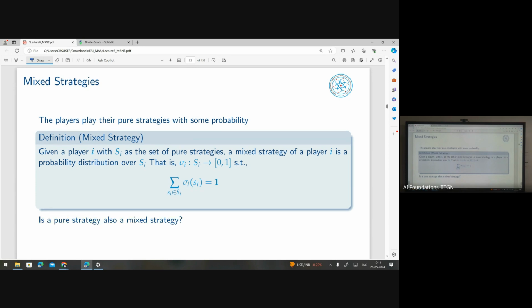And is a pure strategy also a mixed strategy? Looking at the definition, yes. Because we have a closed interval, sigma could take a value of 1. And if it has to sum to 1, then that means it can only play one of them. So a pure strategy is also a mixed strategy. It's also called a degenerate mixed strategy. So I hope the definition of mixed strategies is clear.